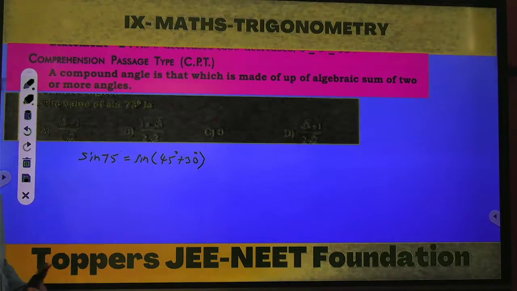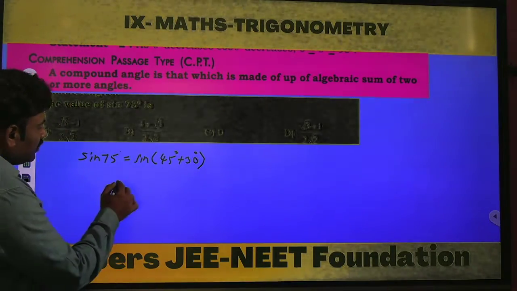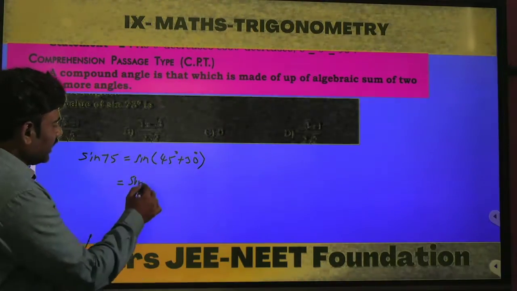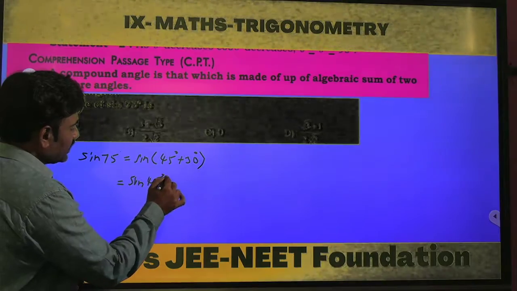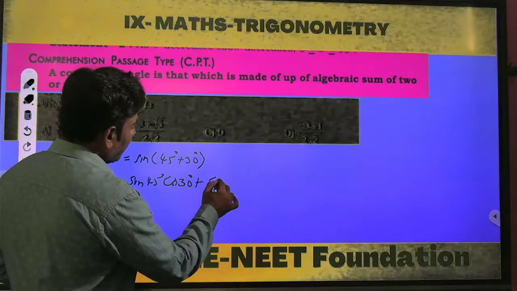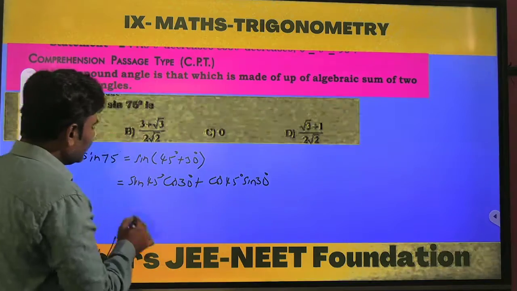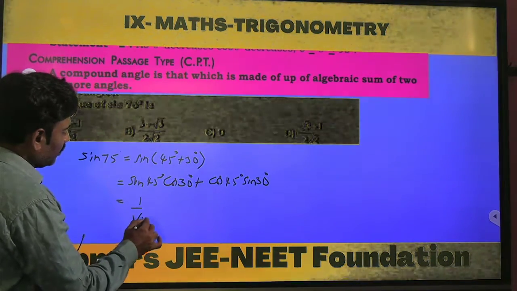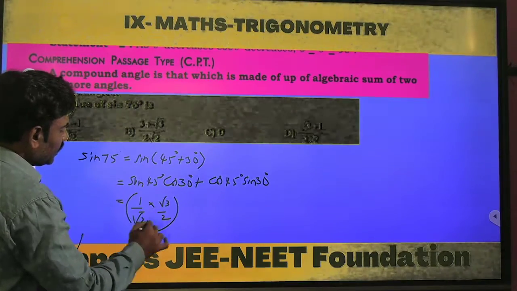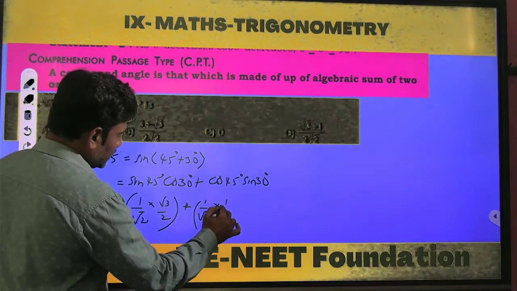Sine of a plus b formula: sine a cos b plus cos a sin b. Yes, let us write according to that formula. Here a means 45 degrees, b means 30 degrees. Sin 45 degrees cos 30 degrees plus cos 45 degrees sin 30 degrees. Sin 45 degrees value 1 by root 2 into cos 30 degrees value root 3 by 2, plus cos 45 degrees value 1 by root 2 into sin 30 degrees value 1 by 2.